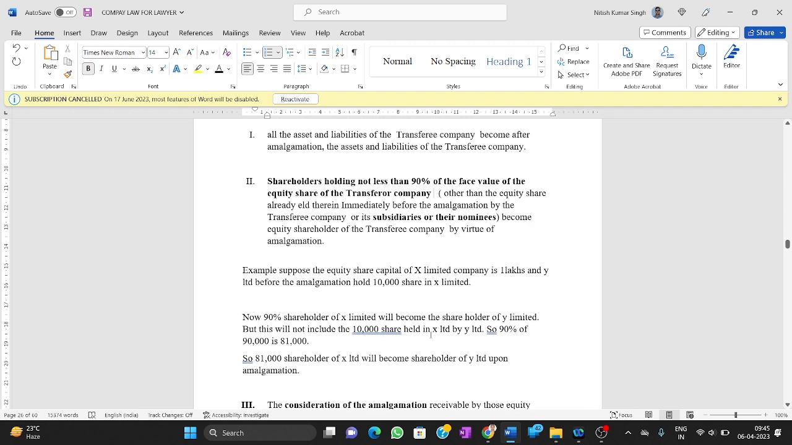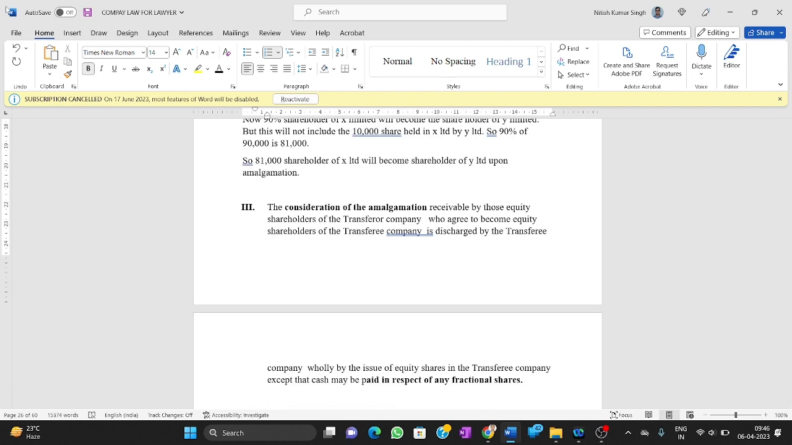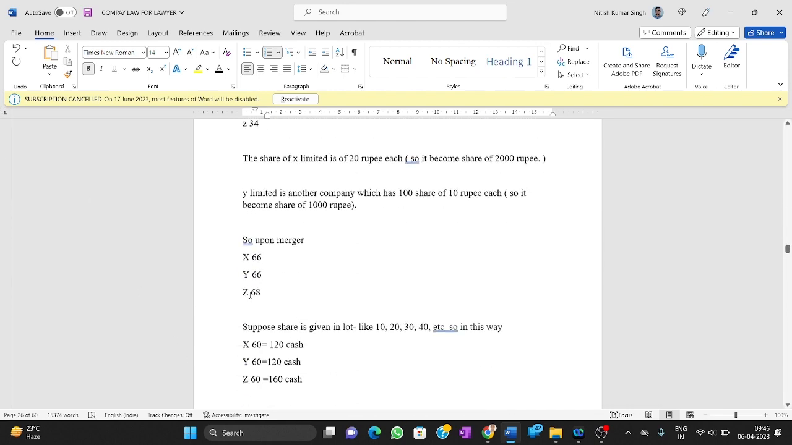In the previous section, I've explained this example. You can revise the example again. Now let's see the third point. The consideration for the amalgamation of the transferor company is to be paid by the transferee company in equity shares, not in cash. Cash will only be paid in case of fractional shares. The example I have explained in the previous section. Kindly check the example again.